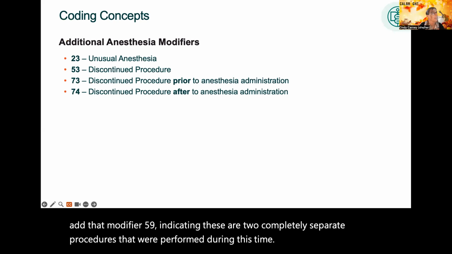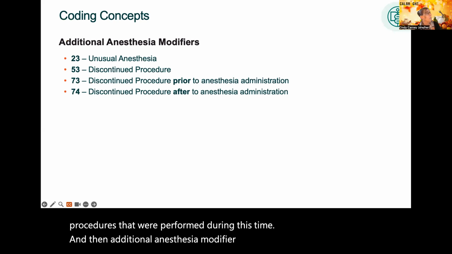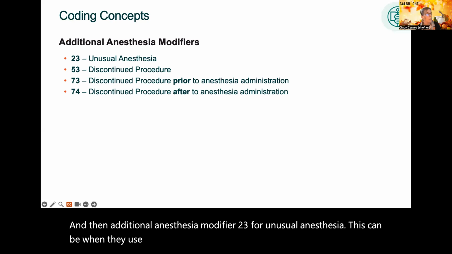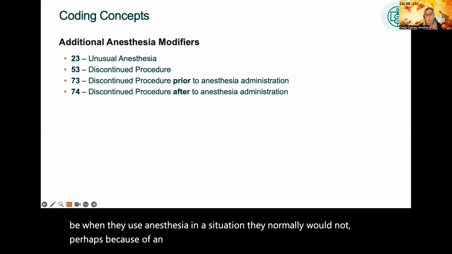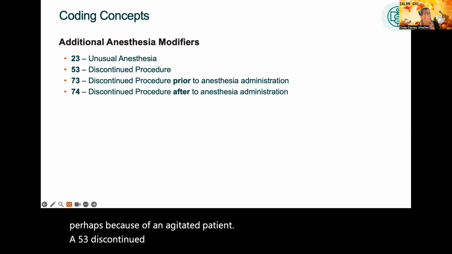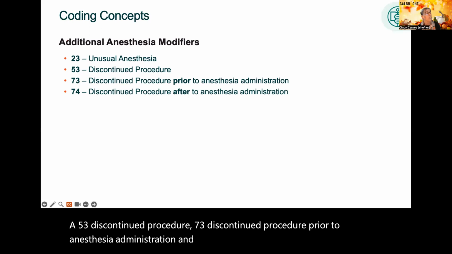And then additional anesthesia modifiers, 23 for unusual anesthesia. This can be when they use anesthesia in a situation they normally would not, perhaps because of an agitated patient. 53 discontinued procedure, 73 discontinued procedure prior to anesthesia administration, and 74 discontinued after anesthesia administration.